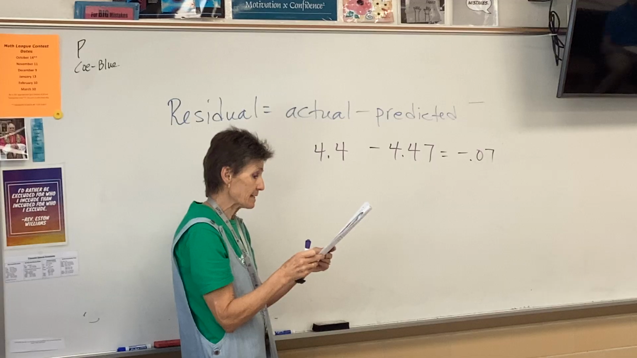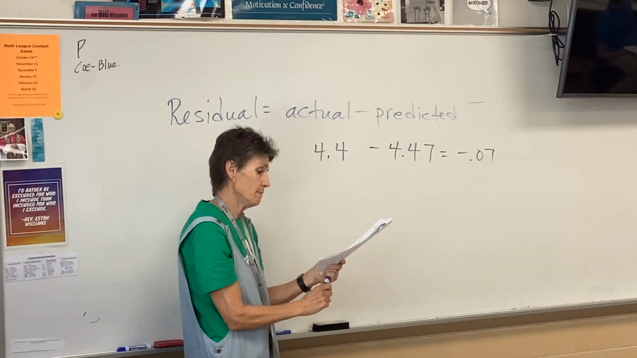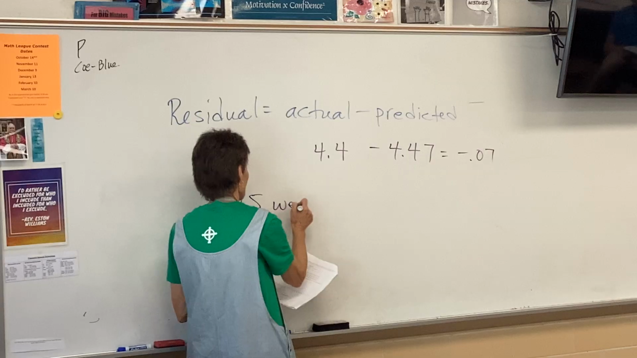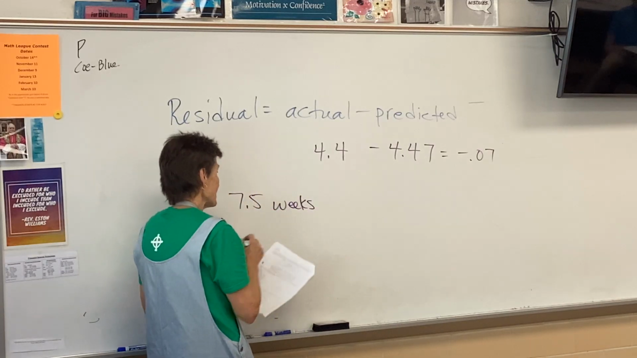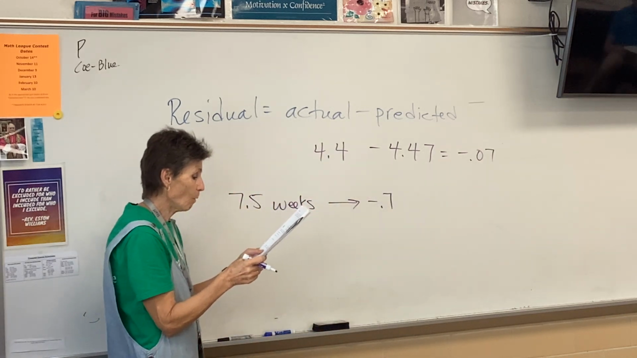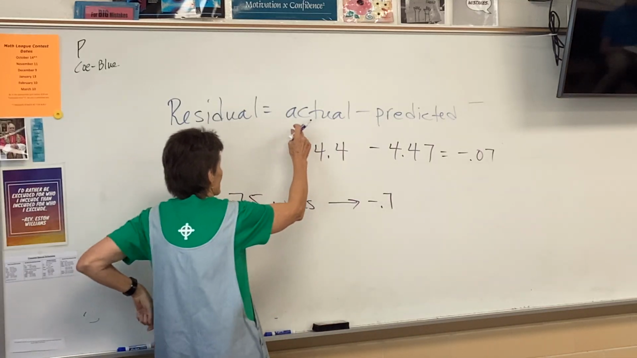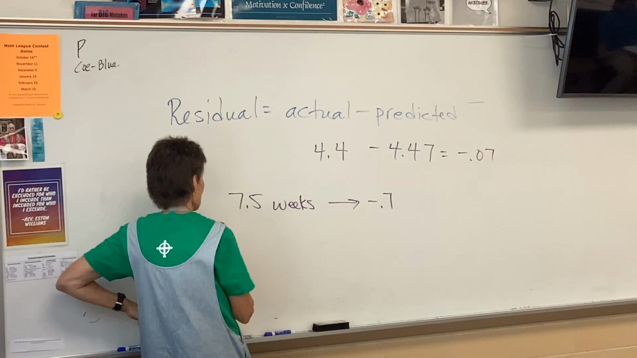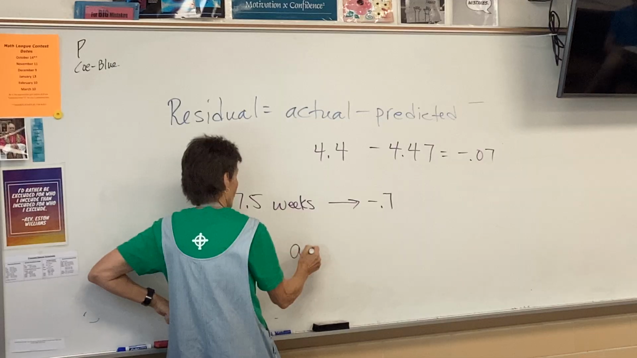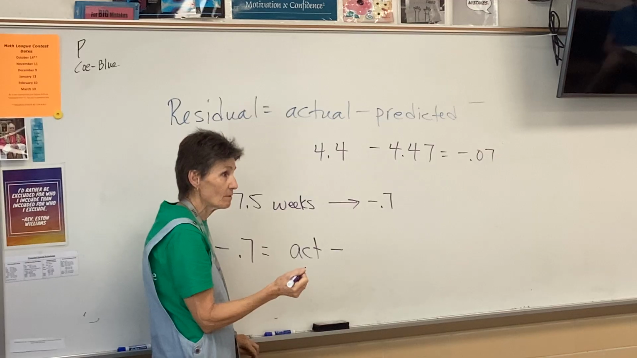Alright, example 3. Using the model found in example 1, a baby that was 7.5 weeks old had a residual of negative 0.7. What was the actual weight of the baby? So remember, the residual, negative 0.7, is the difference between the actual weight of the baby and the predicted weight of the baby.